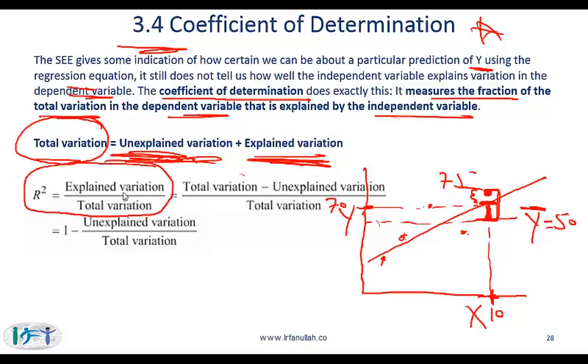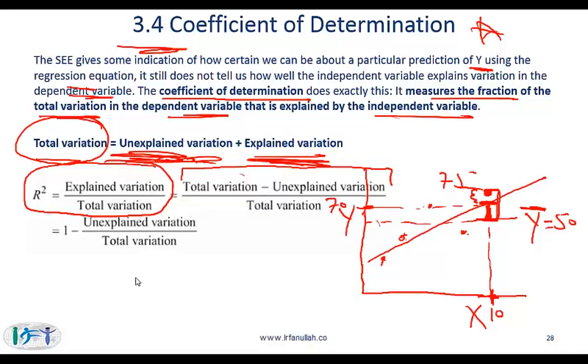Given that R squared is explained variation divided by total variation, a high R squared is good, because a high R squared is saying that most of your variation is explained. Mathematically, you can also write this as 1 minus unexplained variation over total variation. So all these are just simple terms.